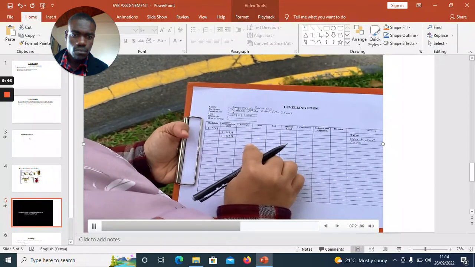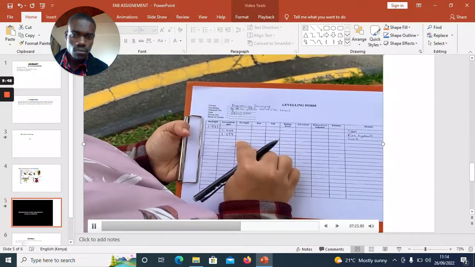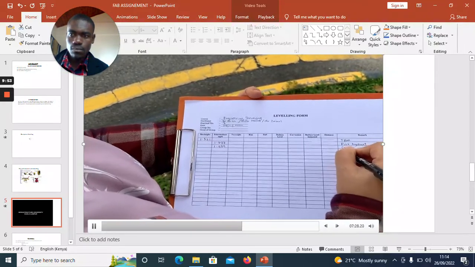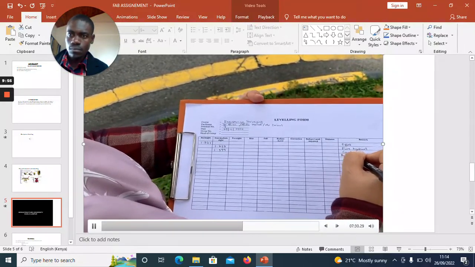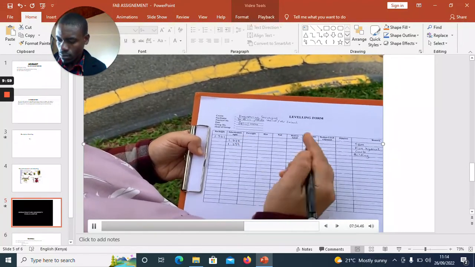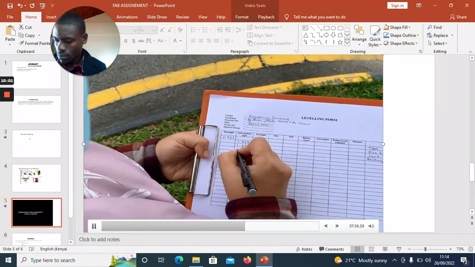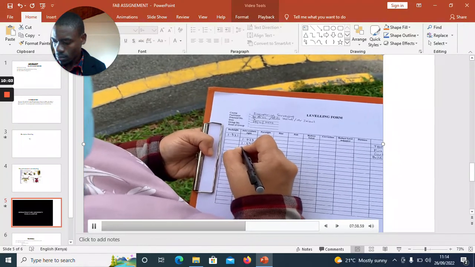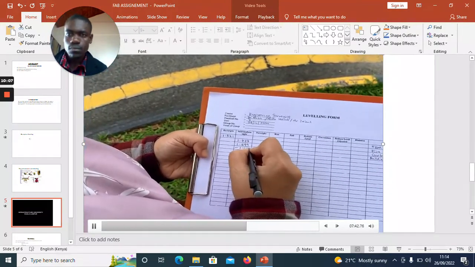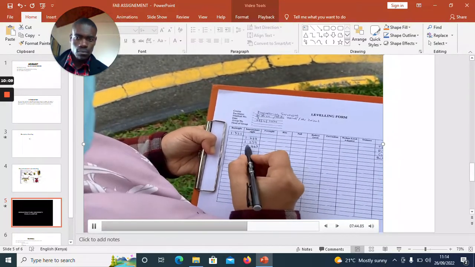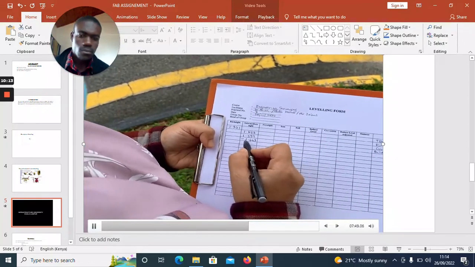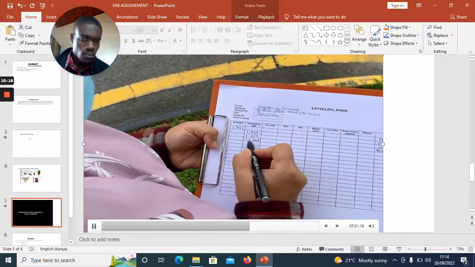But just now, we have taken one inverted staff reading. It was to the building. Okay, so it will be on the intermediate side as well. So we've gotten the reading as negative 1.443. Okay, the reason that you are writing in negative is because the staff was inverted upside down, so the reading should be in negative value.